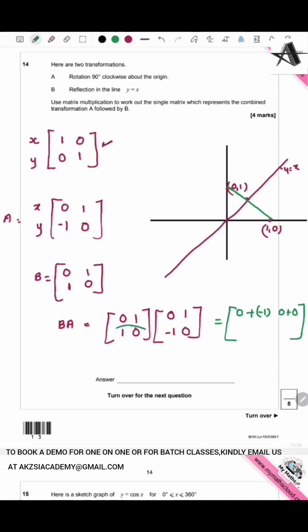Next is this one, 1 0 and 0 -1. 1 times 0 is 0 and 0 times -1 is 0. Again 0 and this one. So 1 times 1 is 1 and 0 times 0 is 0. So final answer will be -1 0 0 1. This is our final transformed matrix. This is how we can solve it.